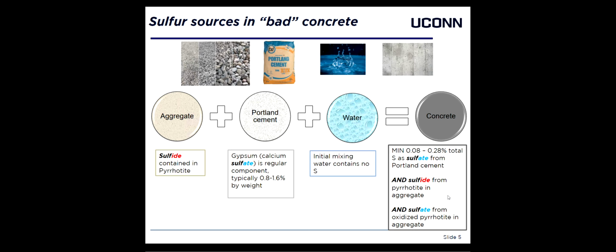Cured concrete contains 3 sources of sulfur. Sulfate that comes from the gypsum in Portland cement, sulfide that is still present in the unreacted pyrrhotite in the aggregate, and may also contain additional sulfate from the pyrrhotite that has already oxidized to form sulfate.